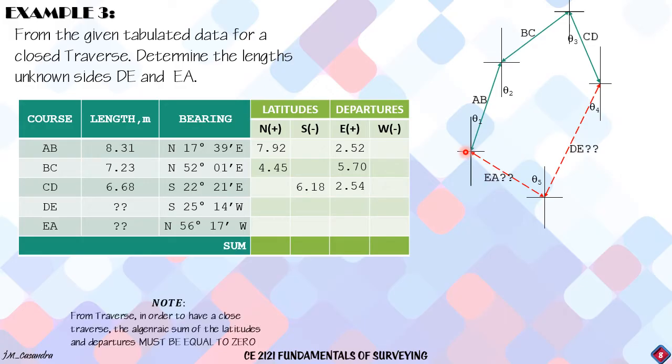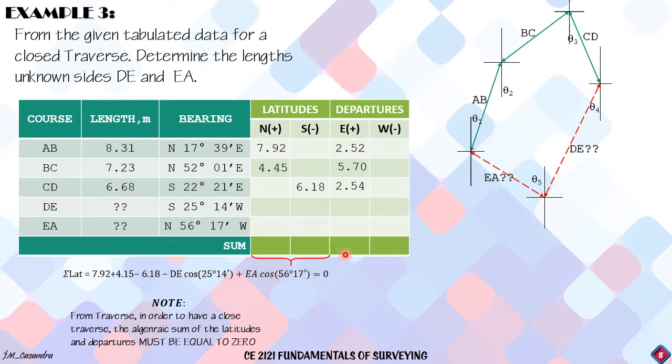So note that in order to have a closed traverse, the algebraic sum of the latitudes and departures must be equal to 0. So from here, the sum for latitudes will be 7.92 plus 4.45 minus 6.18. It's a southing, so minus DE cosine of the angle, plus EA cosine of 56 degrees 17 minutes equal to 0. So we have two unknowns, and this is our first equation.